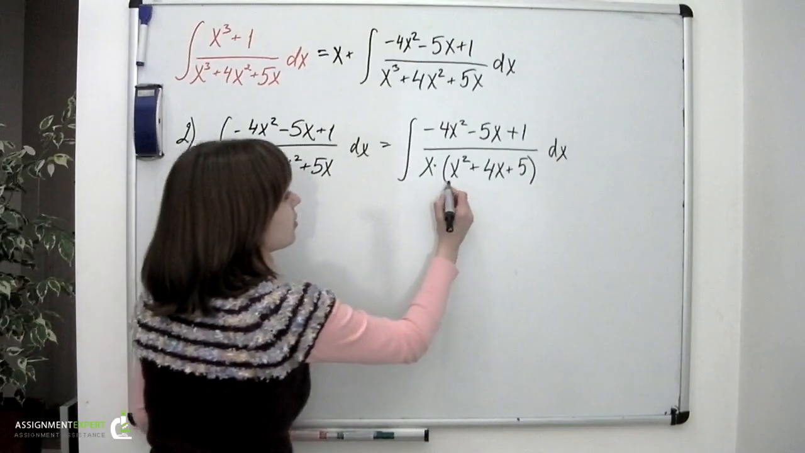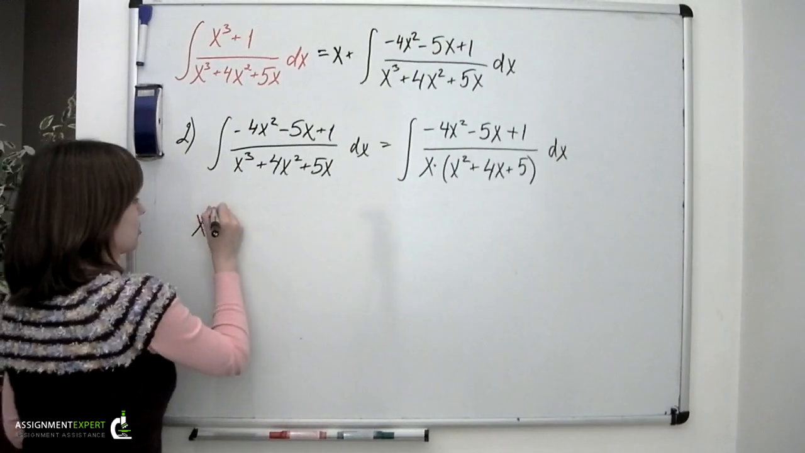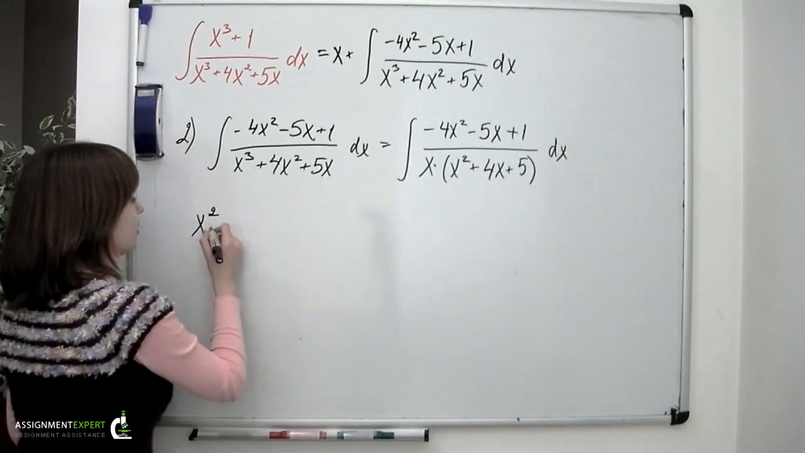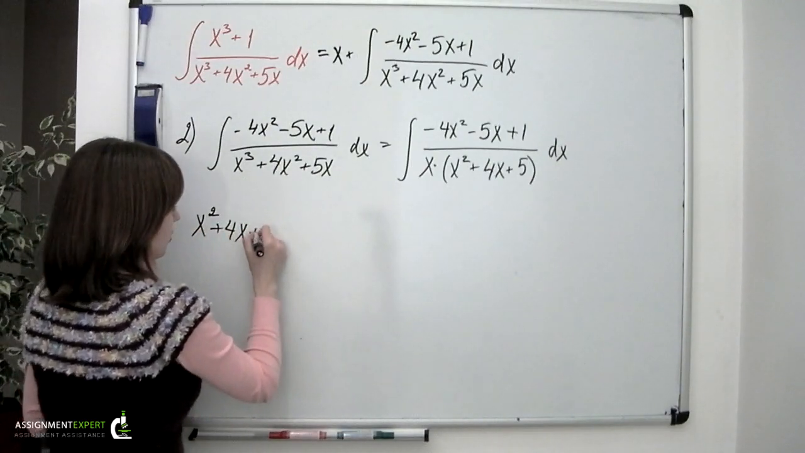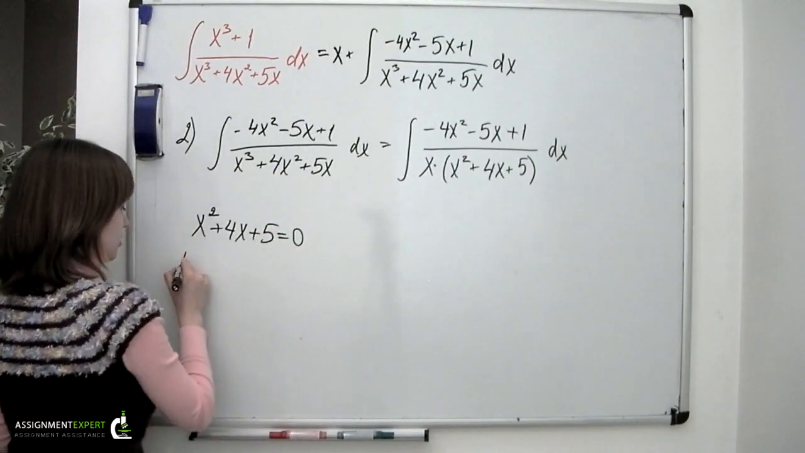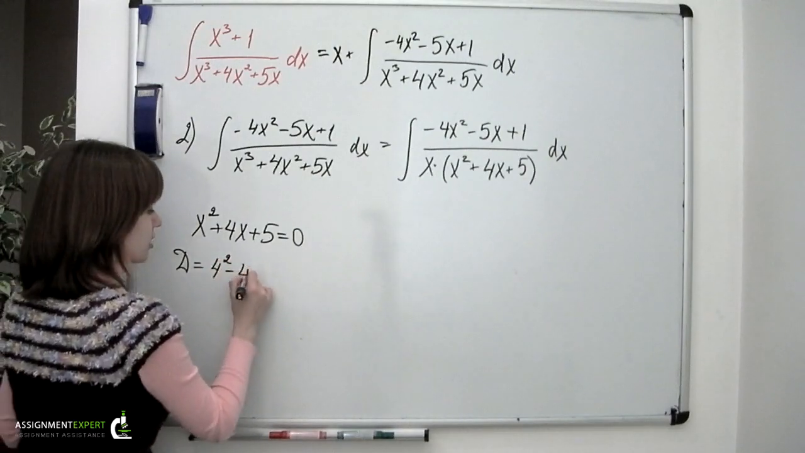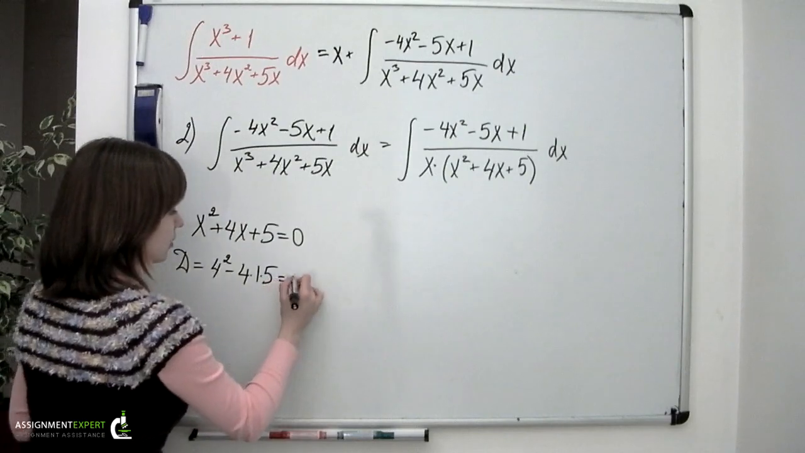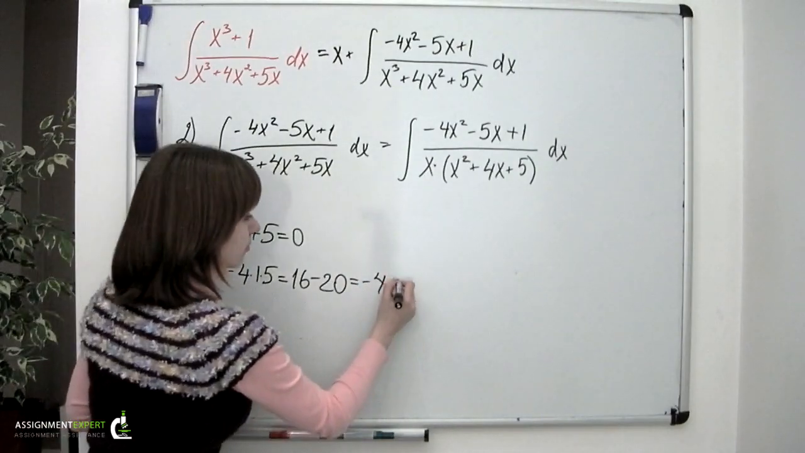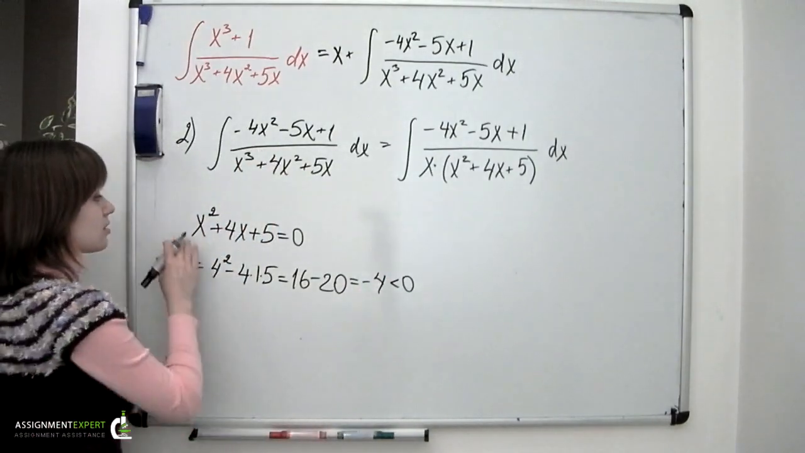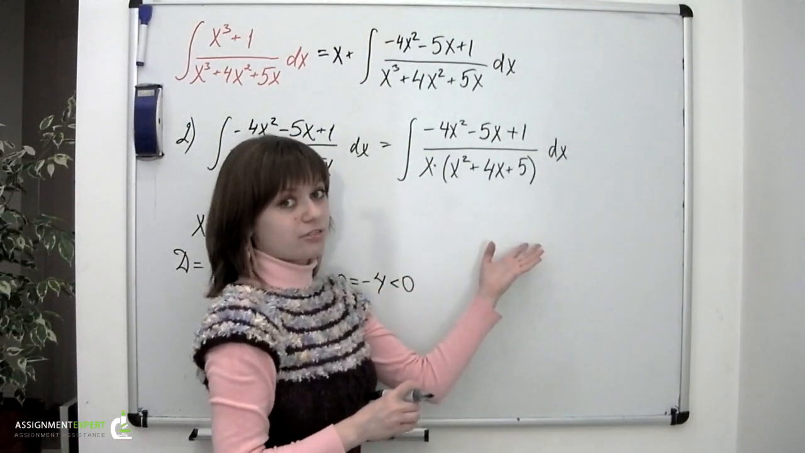Let's now check if this quadratic polynomial can be factorized further. To do this, we should pretend as if it is a quadratic equation and solve it. So we're calculating the discriminant: 4 squared minus 4 times 1 times 5, or 16 minus 20, which is equal to negative 4. This means that this equation has no roots, and hence this factor can't be factorized further.